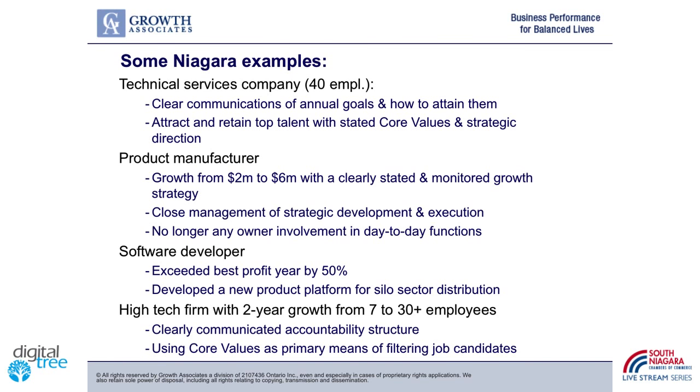One that comes to mind is a technical services company with about 45 to 50 employees. They have a clear communication process of their annual goals and how everybody has a role to play to make sure that we can attain it. They attract and retain top talent in a very, very competitive market that they find themselves in. And they do that by clarifying their core values to all candidates that are thinking of applying for a job at this company. And they also have a very clear communication of their strategic direction.